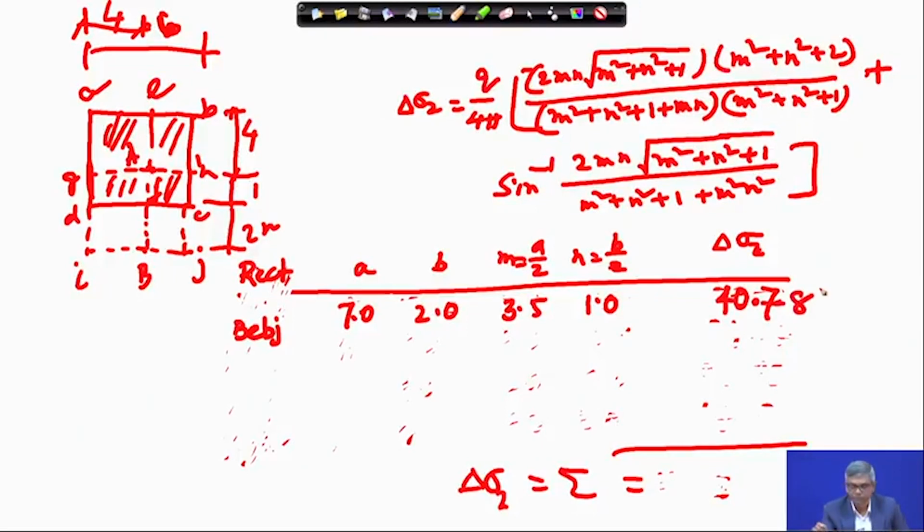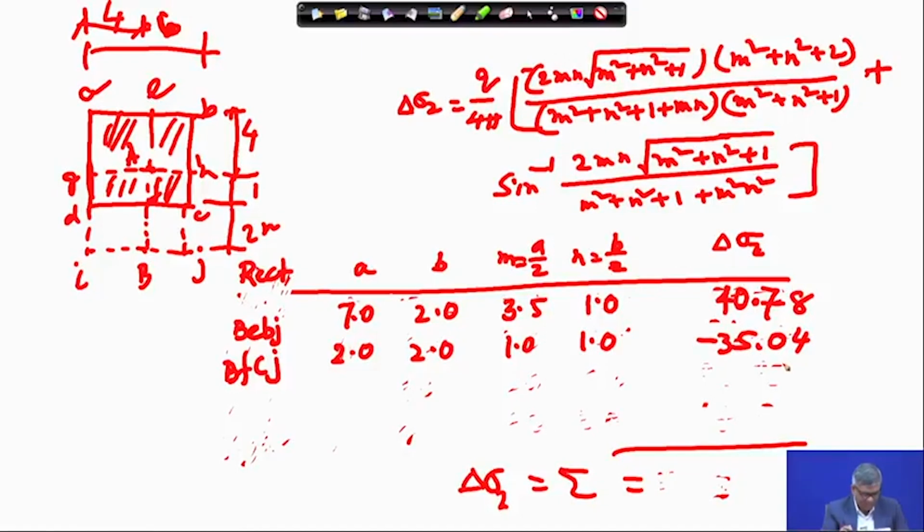40.78, and next is BFCJ. This portion actually is not there, so you have to subtract. For this it is 2, and this is 2 again, and this is 1 and this will be 1. If I put these in this equation, you will get minus 35.04, and next is BIDF.